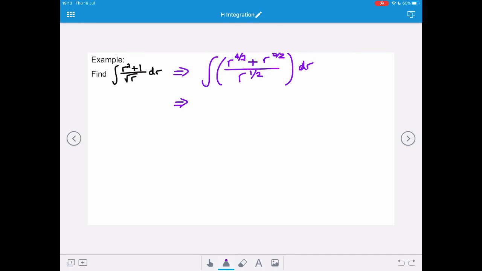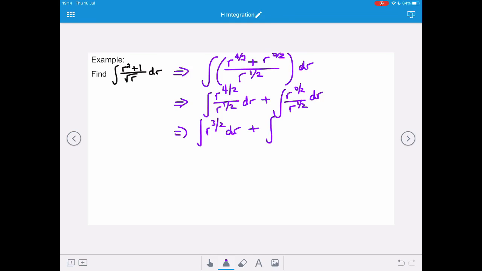We're then going to split it into separate terms. So we've got r to the power of 4 over 2 over r to the power of a half with respect to r plus r to the power of 0 over 2 over r to the power of a half with respect to r. And then we need it in an integrable format. So that gives us an integrand of r to the power of 3 over 2 with respect to r plus r to the power of negative a half with respect to r.